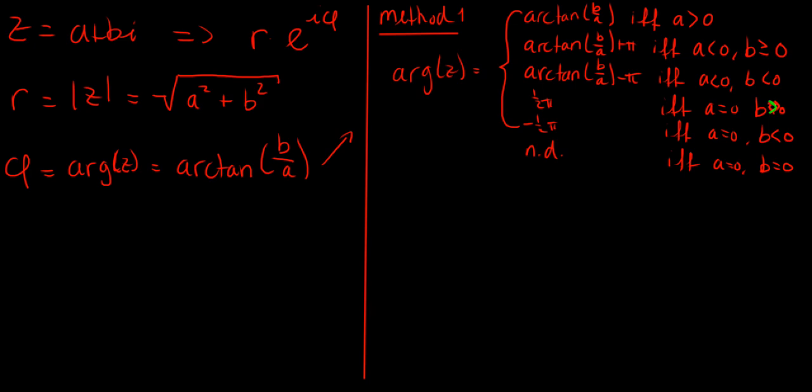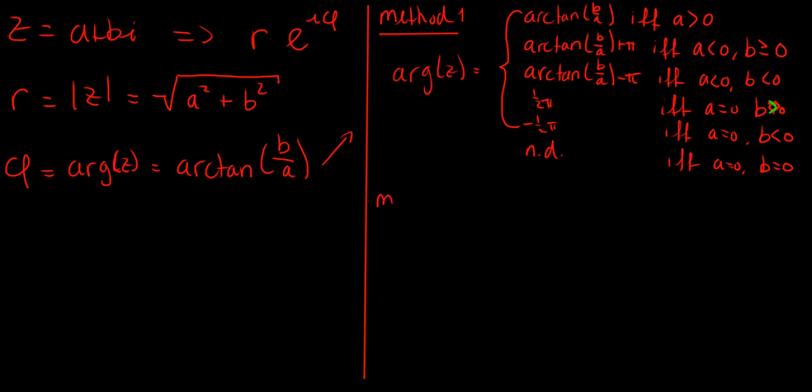You just fill in whatever is here, and you do plus pi or minus pi depending on a and b, or you just take half pi or minus half pi if a is equal to 0, because otherwise you would be dividing by 0 in the denominator.